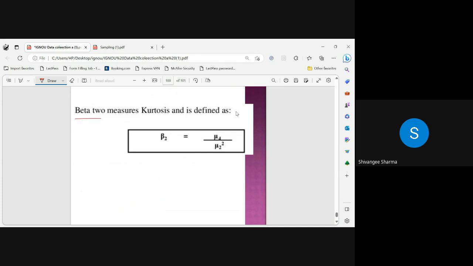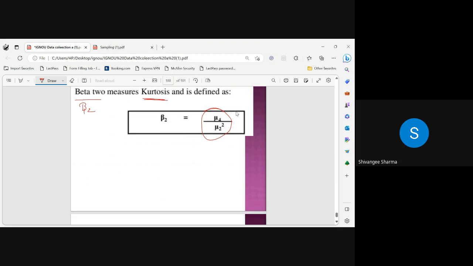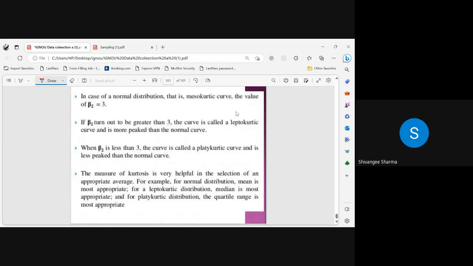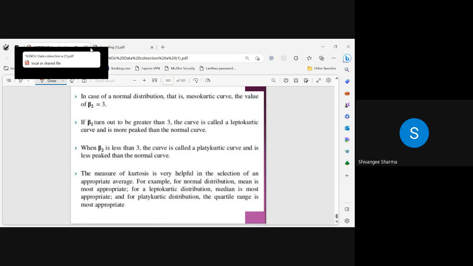So kurtosis is beta 2, written like this. Beta 2 measures kurtosis and is defined like this: moment 4 divided by moment 2 whole square. Skewness and kurtosis are generally used in predicting cases related to stock fluctuations, demand fluctuations, and you can also use them to determine national income fluctuations. So this is all about your unit block 1, which was data collection and presentation and central tendency.